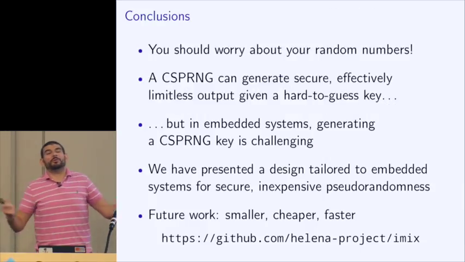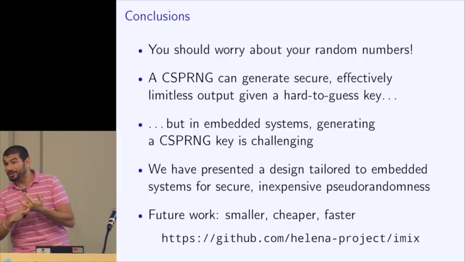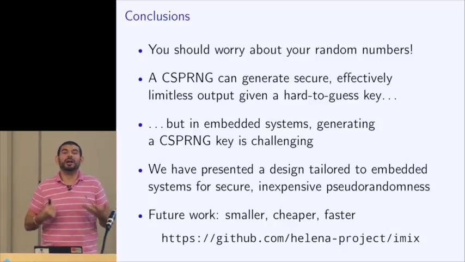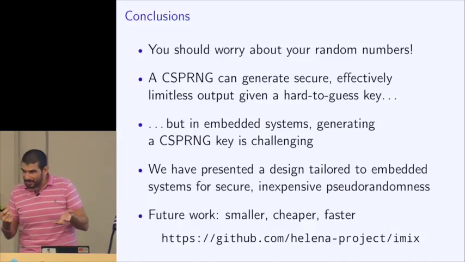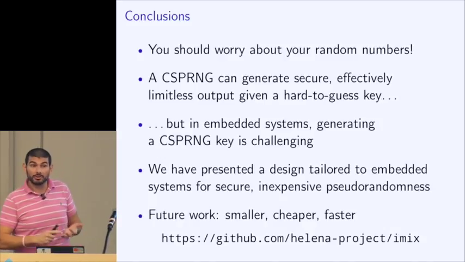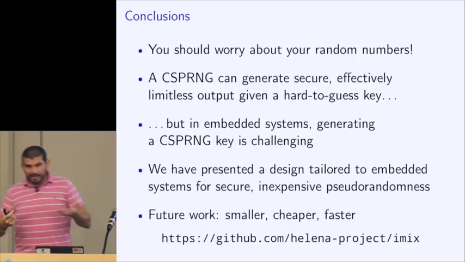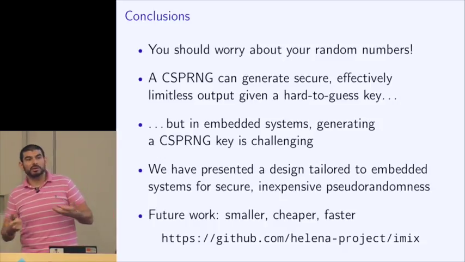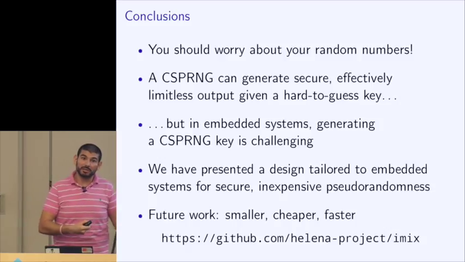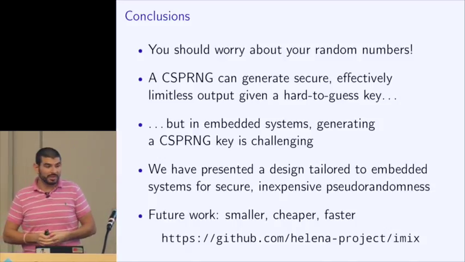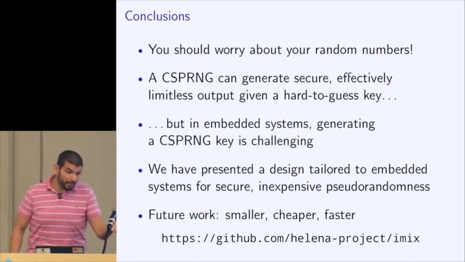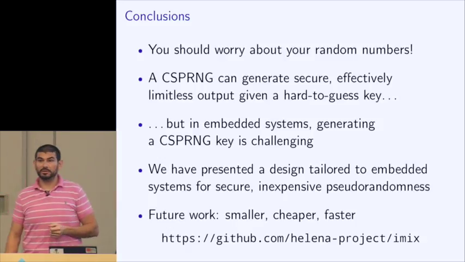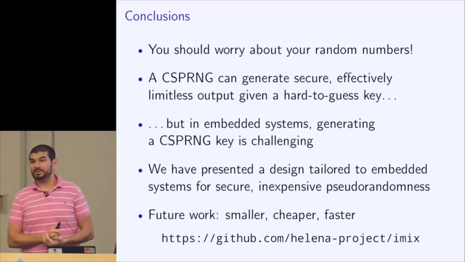All right, so what should we take away? Well, first, I hope that you'll worry about where your random numbers come from, but that you'll feel confident that you could use a cryptographically secure random number generator as long as you have a key. In embedded systems, we need to worry about this key. And so using hardware that's specialized to that purpose, I think completely makes sense. We hope that you'll use our hardware, and to that end, it's open sourced. You can find it on GitHub. And with that, I'm happy to take any questions.